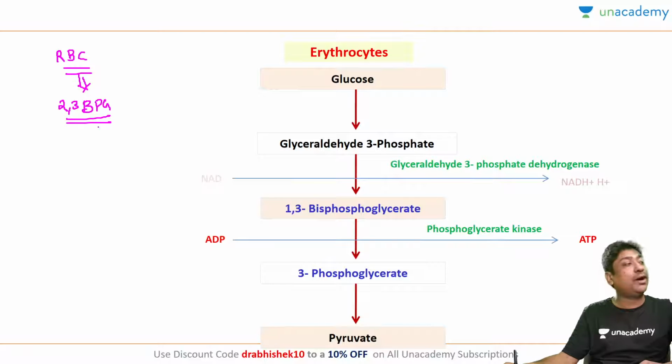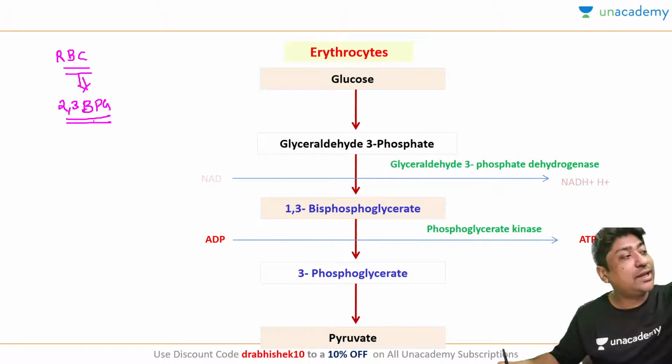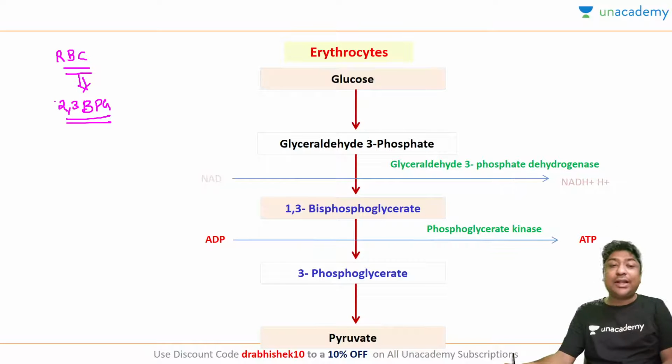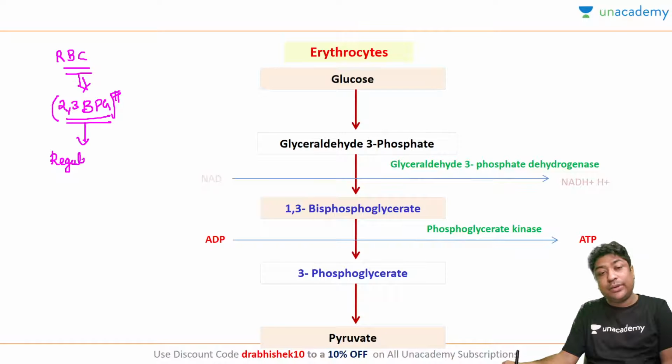Can anyone tell me why we require 2,3 biphosphoglycerate in RBCs? We require 2,3 biphosphoglycerate in RBCs because this is very important to regulate the delivery of oxygen from hemoglobin.